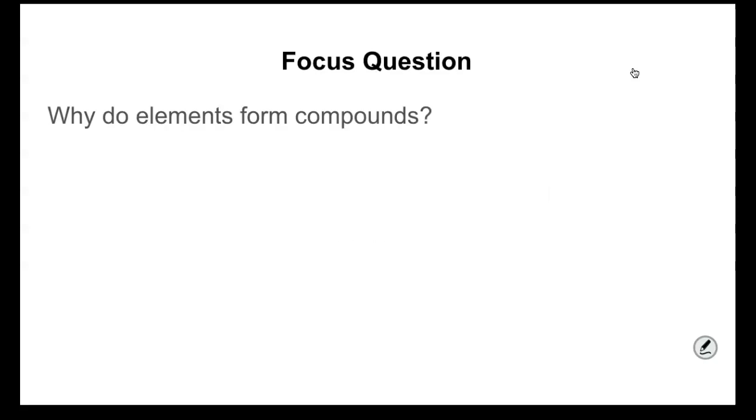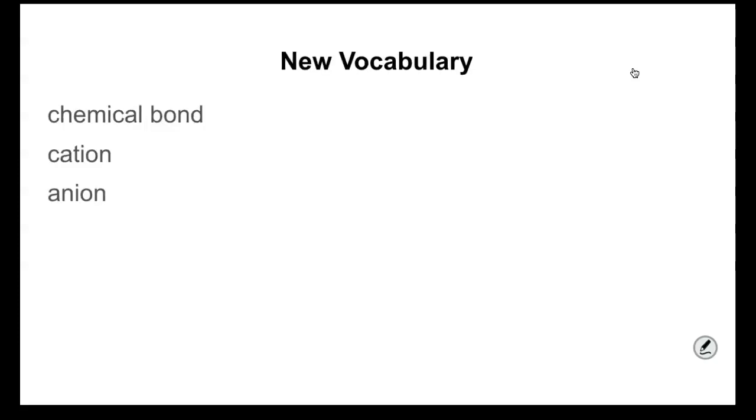And then there's an essential question that you're supposed to fill in. I have it listed as a focus question in the slideshow, but the question is, why do elements form compounds? So please fill that in as the essential question. And hopefully at the end of this lecture today, you're going to understand why an element would want to form a compound with another element. These are some new vocabulary that you guys are going to learn. You're going to learn what a chemical bond is, a cation and an anion. You don't need to write those down right now because you'll be writing them down later.